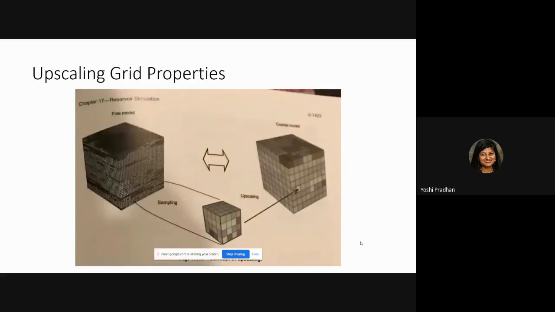So this is just a chart, a quick example of how you can upscale your grid properties. You're taking a sampling of this fine scale grid. You're going to coarsen the properties of that grid, and that's how you end up upscaling to having fewer grid blocks, but the same size of the entire grid.